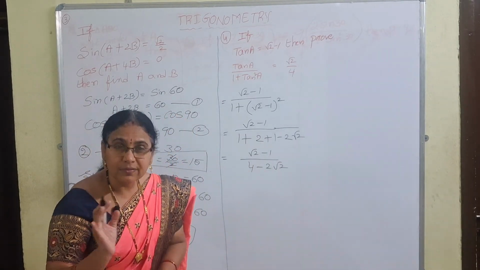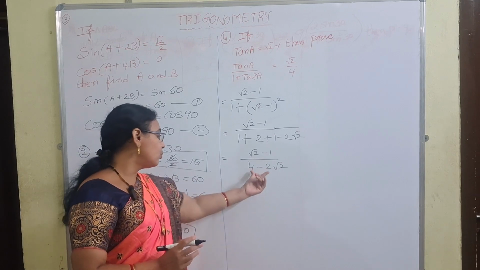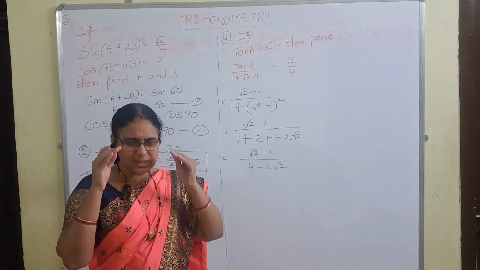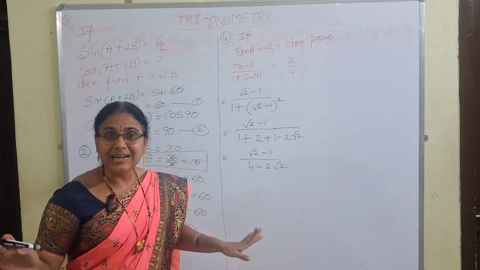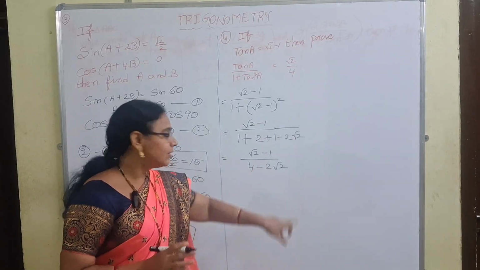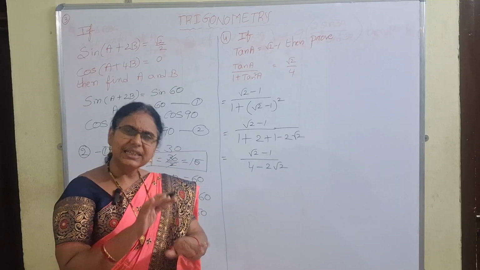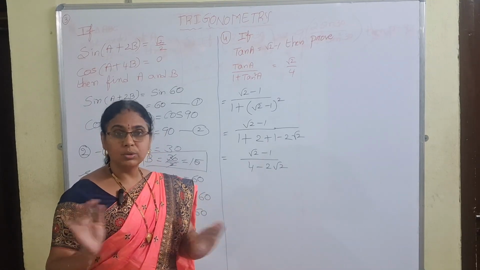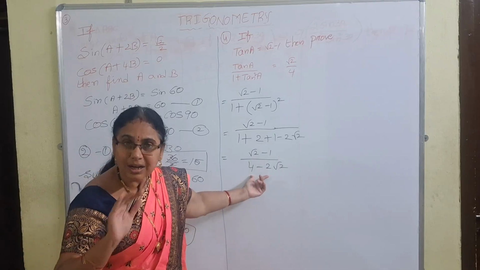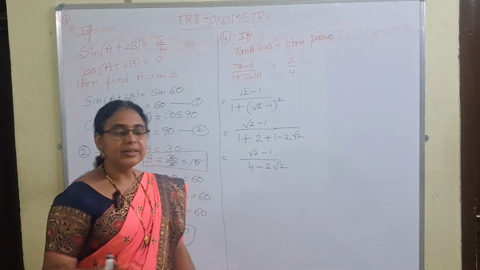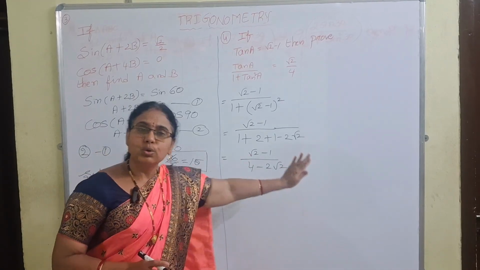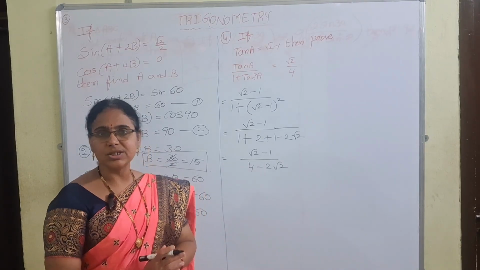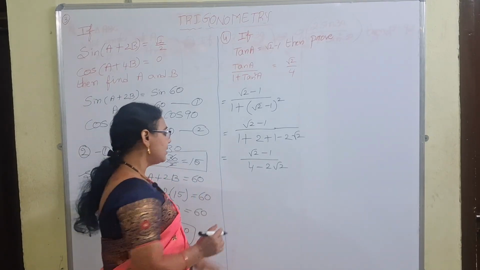Most of the students will make a mistake here: 4 minus 2. They will feel that is 2, and they will write 2 root 2, which is 100% wrong. We can't simplify one rational number and one irrational number. We never simplify a rational and an irrational. Don't make that mistake. 4 minus 2 root 2, we can't cancel, which is completely wrong. 4 is a rational number. 2 root 2 is an irrational number. We can't simplify them.